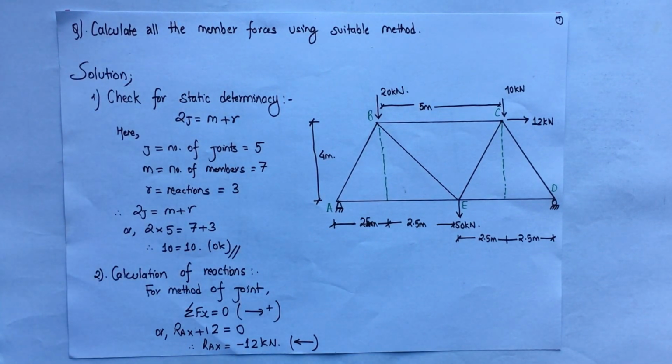So basically we have two methods. One is the method of section and the other is the method of joint. Depending upon the type of question and the number of unknowns, the method is selected. Here the question says to calculate all the member forces, so the method of joint will be preferable, considering that all the joints in the truss are to be considered.